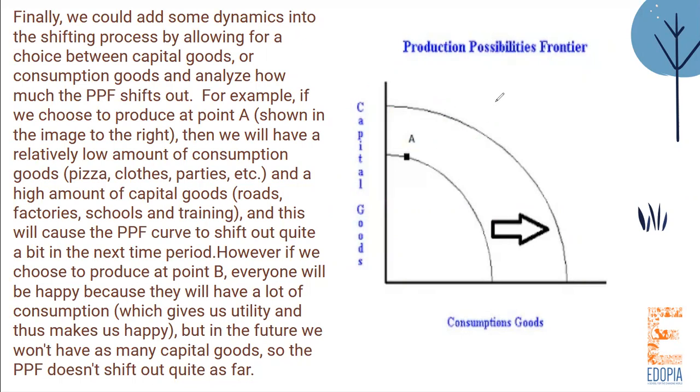So this is the production possibility curve, and it shifts. The outward shift means that overall the economy has improved and its production capacity has increased. And inward shift means that overall the economy has deteriorated and its production capacity has decreased.